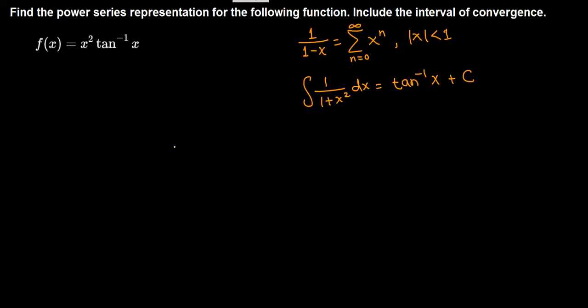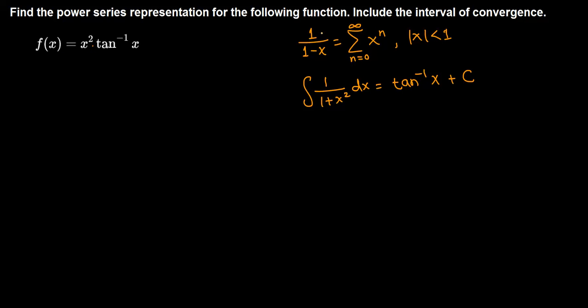Find the power series representation for the following function. Also find the interval of convergence. The function given here is x squared times tangent inverse of x. So first we want to find the power series for tangent inverse x, then later we multiply by x squared and we are done.